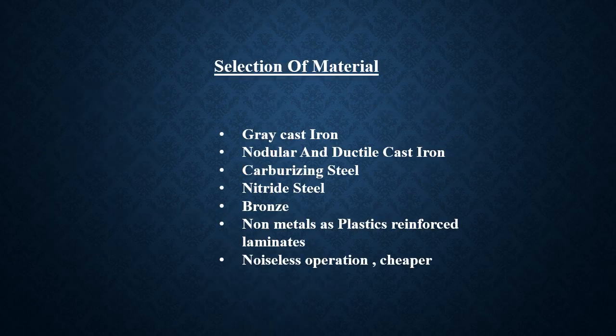In selection of raw material, we will see grey cast iron, nodular and ductile cast iron, carburizing steel, nitrided steel, bronze, and non-metals such as plastic reinforced laminates, which give noiseless operation and are cheaper.